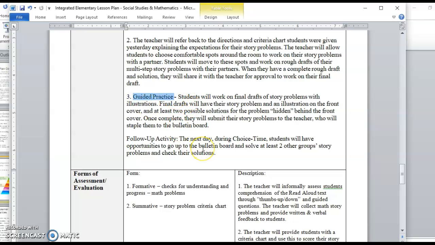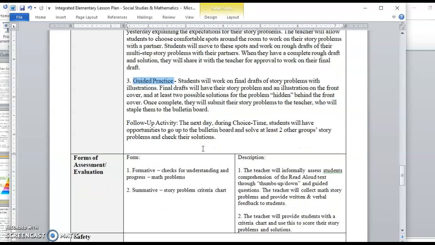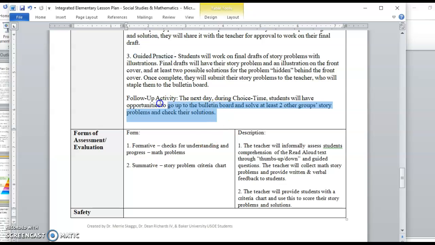This is guided practice. You're going around and making sure they have time to practice this, but you're checking in on groups. If somebody doesn't understand something, you're making sure they do. Follow-up activity, it's always good to include that. Students will solve each other's story problems off the board.